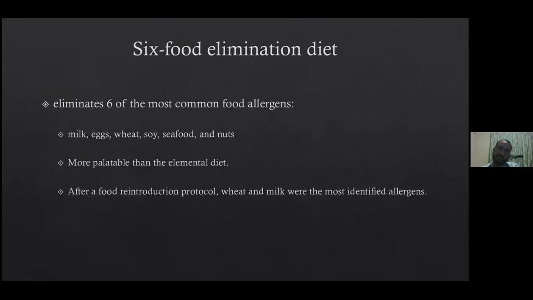The commonly used 6-food elimination diet removes milk, egg, wheat, soy, seafood, and nut. It is more palatable than the elemental diet. After a food reintroduction protocol, many different studies showed wheat and milk were the most identified allergens.